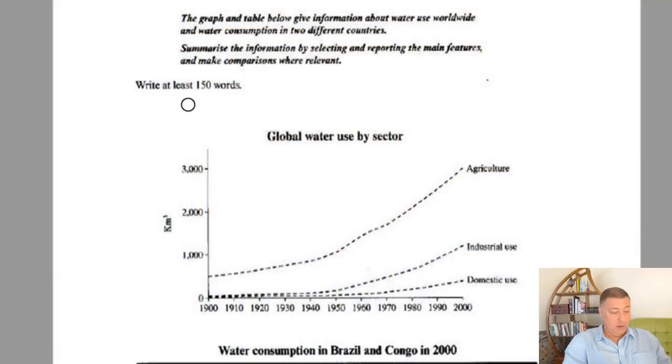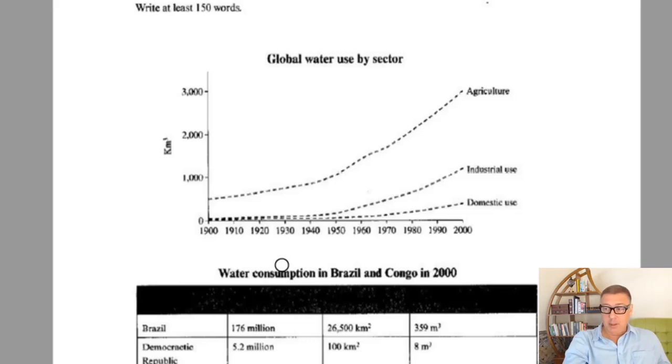Okay, so here's our question. The graph and table below give information about water use worldwide and water consumption in two different countries. So that is your introduction, right? Essentially, writing a multiple graphs report is like writing two mini reports in one. You can have one sentence introducing it, describing both, or you could have two. You could say the graph below shows information about global water use, and the table below shows water consumption in Brazil and Congo in the year 2000, something like that.